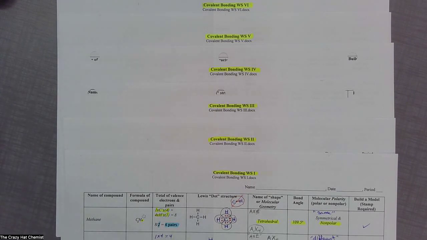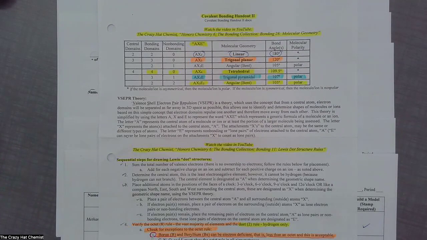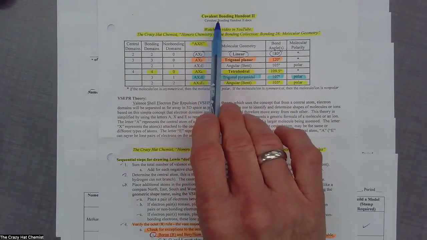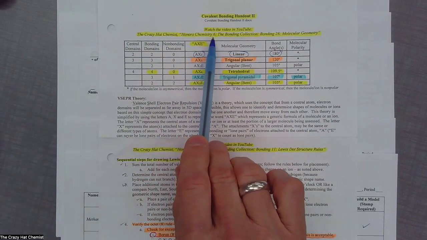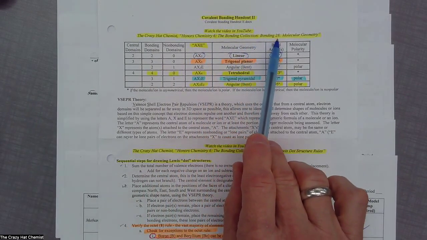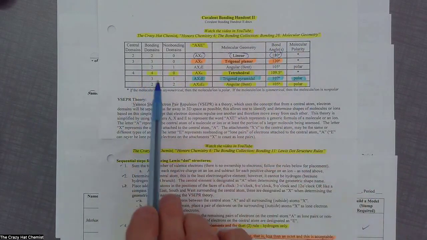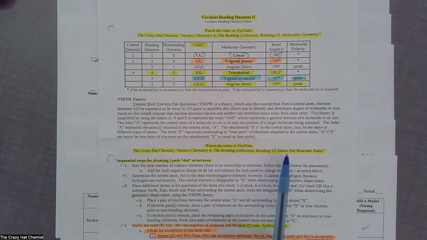In addition to that, you should probably be watching this set of videos as well. This set of videos is from the covalent bonding handout number 2. If you go to my playlist of honors chemistry number 6, that's the bonding collection, watch bonding number 28, molecular geometry, and it will cover this table and more. That's critical. In addition, watch bonding number 11, Lewis dot structures, and I will go over in detail how to use the Lewis dot structures.